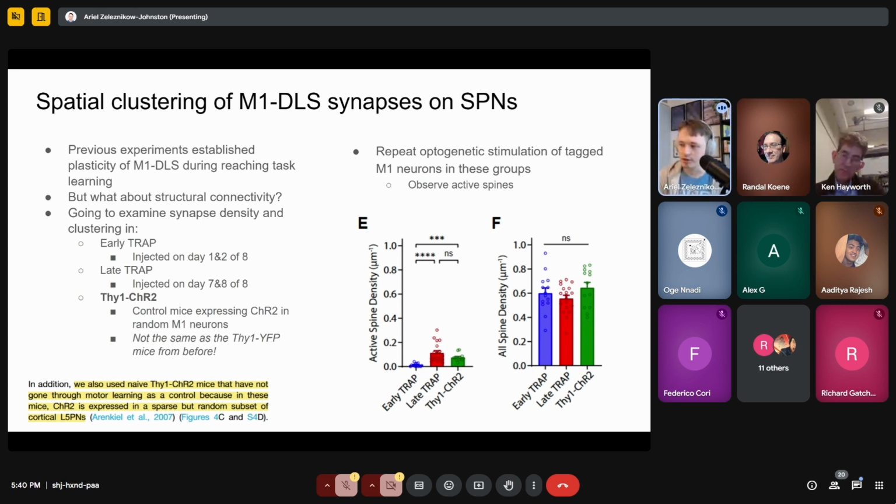I also am not entirely sure. It could just be that the Thy1-channelrhodopsin-2 is labeling a larger population than that which gets tagged by the early trap neurons. Right, yeah, that's probably it, because it's not controlled in terms of numbers of cells in M1. No, that makes sense. That would be my best guess, but I'm not entirely sure.